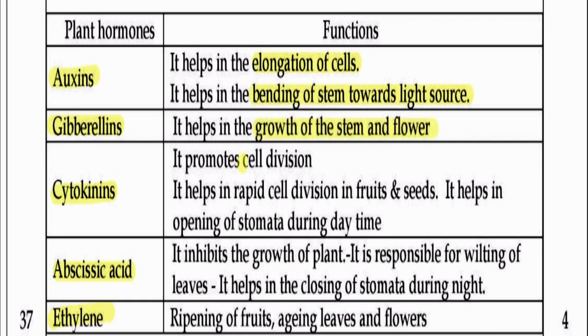Cytokinins promote cell division, and help in rapid cell division in fruits and seeds. They also help in opening of stomata during the daytime. Abscisic acid inhibits the growth of the plant. It is responsible for wilting of leaves, and it helps in closing of stomata during the night time. Ethylene helps in ripening of fruits, and aging of leaves and flowers.